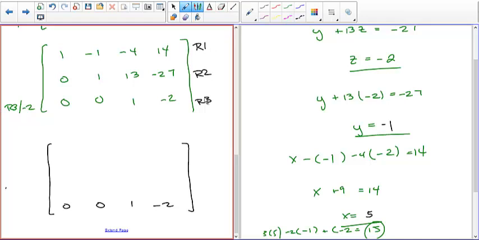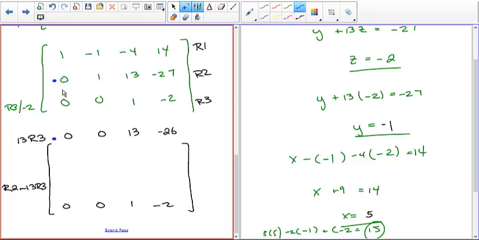So we're going to take R2 and we're going to subtract 13 times R3. So we need 13 R3. We'd want to do that so that goes to 0. So 13 times R3. So 0 times 13 is 0. 0 times 13 is 0. 1 times 13 is 13. Negative 2 times 13 is negative 26. Okay. So we're going to take R2 and we're going to subtract 13 R3.